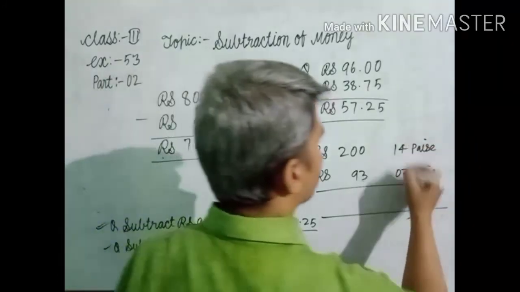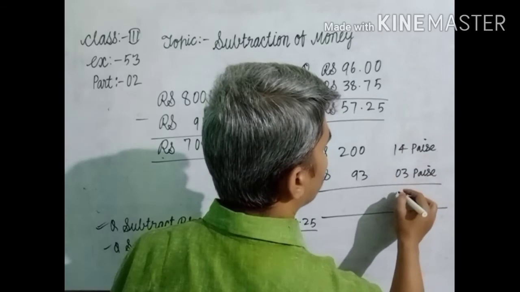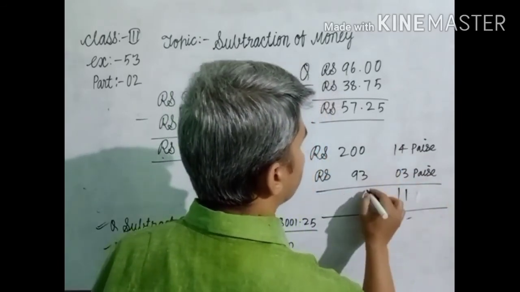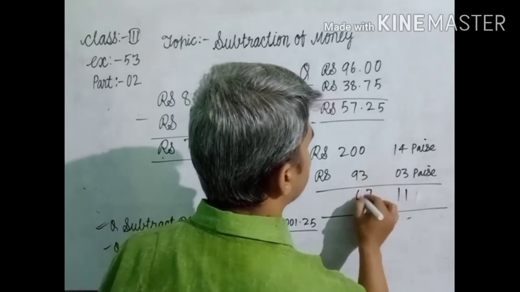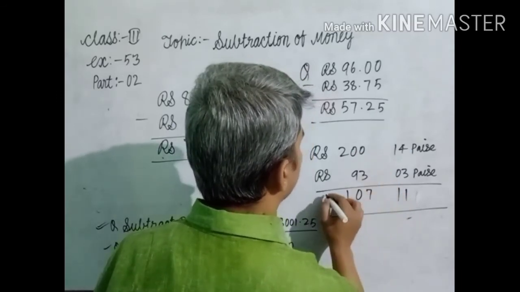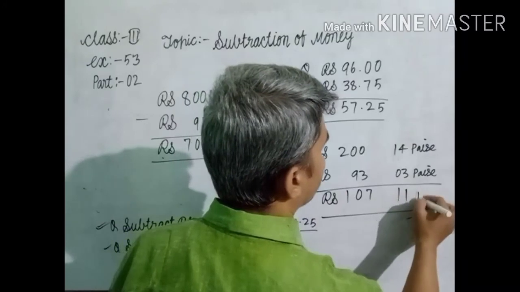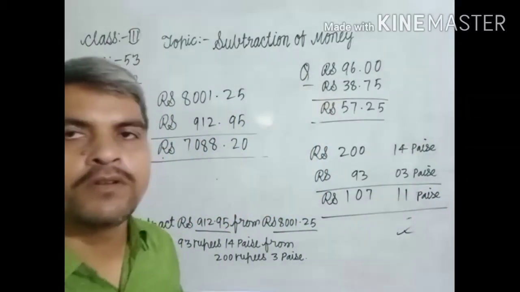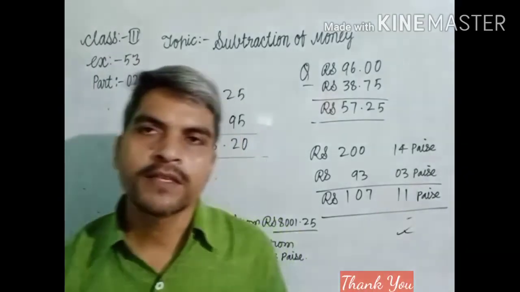Dear students, 4 minus 3 is 1, 1 minus 0 is 1, and here 10 minus 3 is 7, 9 minus 9 is 0, and here 1. You write here Rs and here paise. In this way, dear students, you find out how to do subtraction of money.